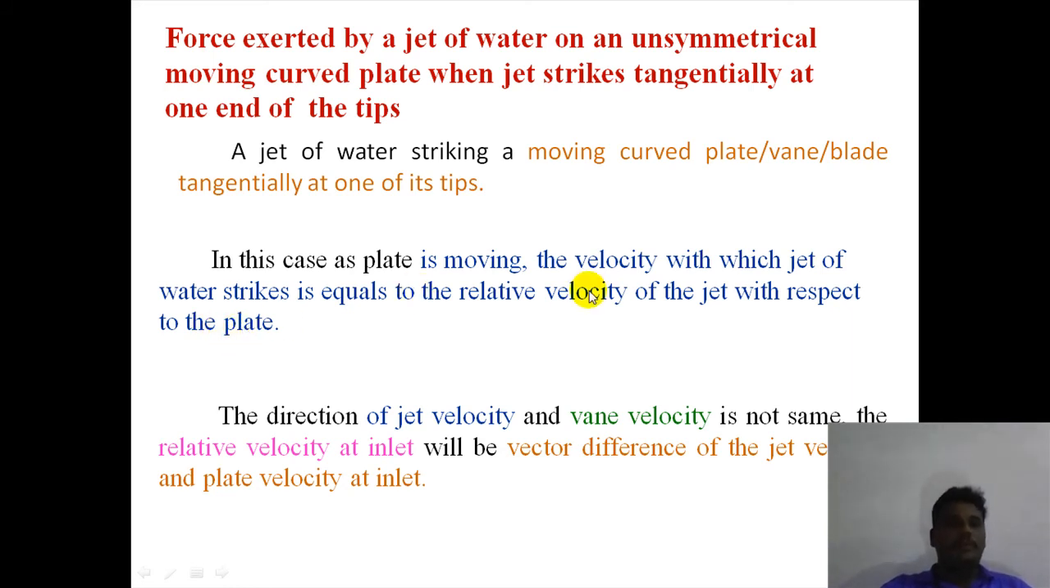Assume the plate is smooth. Whenever the plate is smooth, the striking velocity is equal to the leaving velocity. Next, the direction of velocity of the vane is not the same. The relative velocity at inlet will be the vector difference of the jet velocity and the plate velocity: Vr = V minus U, the jet velocity minus the plate velocity.